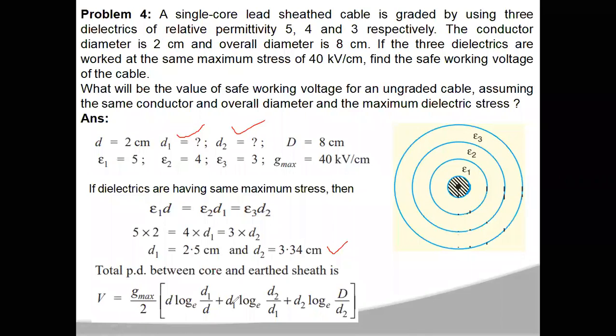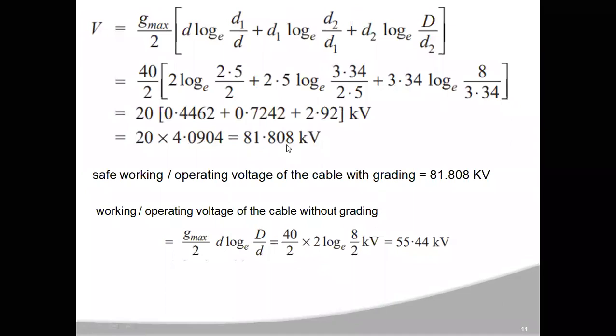Then the operating voltage. When there is the same maximum stress in the cable, the potential difference between the core and earthed sheath will be V is equal to G max by 2 into d ln D1 by d plus D1 ln D2 by D1 plus D2 ln capital D by D2. This is the formula to calculate the potential difference, and voltage, both are the same. To calculate the operating voltage, you have to use this expression. G max is 40 kilovolts per centimeter, and small d, D1, D2 and capital D are all known, so you simply substitute them. Then you will get the safe working voltage of the cable, which will be 81.8 kilovolts.